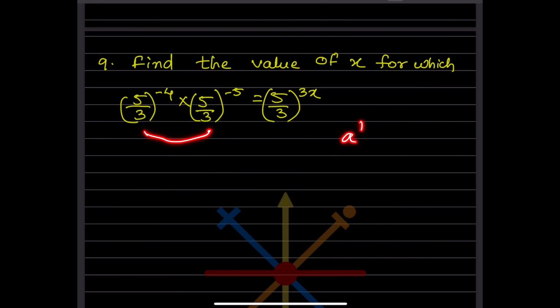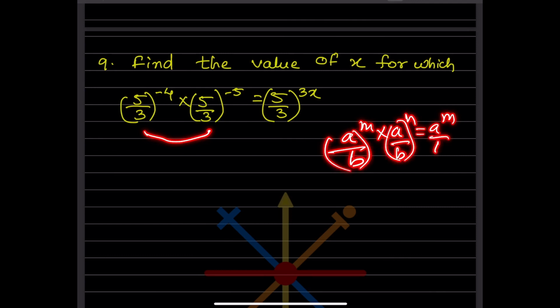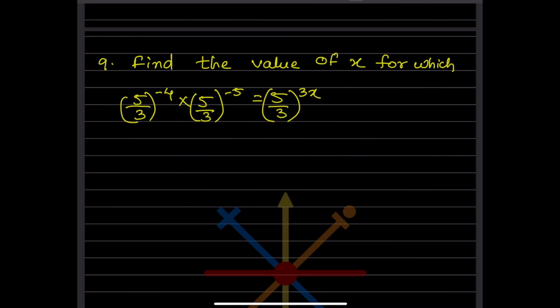When you know that a raised to m into a raised to n will be a raised to m plus n, it is the same here, because it is in the fraction. So now what will you do here? You are going to write this only: 5 by 3 raised to minus 4 plus minus 5. And the right hand side, let us keep as it is first.